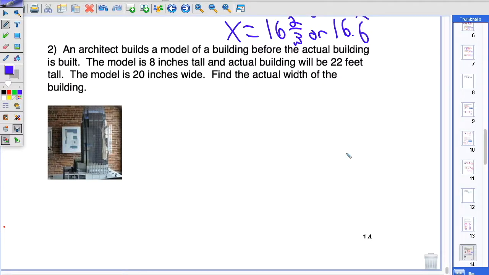Number 2 says an architect builds a model of a building before the actual building is built. The model is 8 inches tall and the actual will be 22 feet tall. The model is 20 inches wide. Find the actual width of the building.